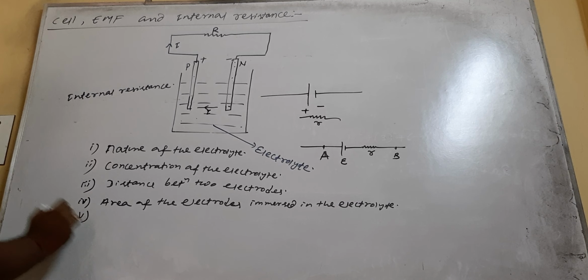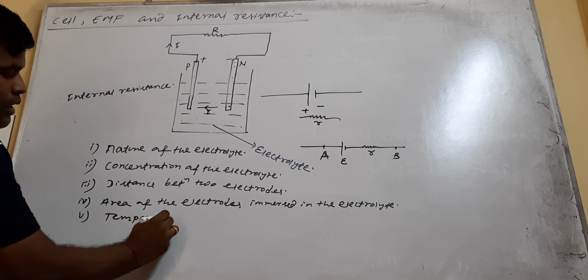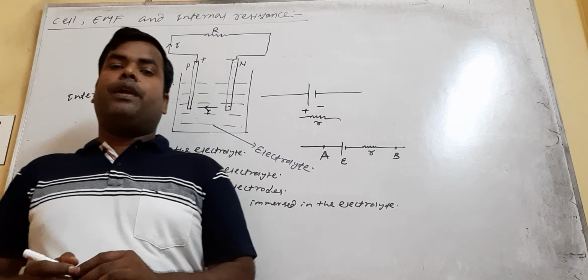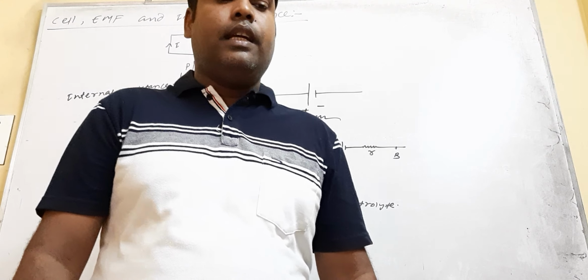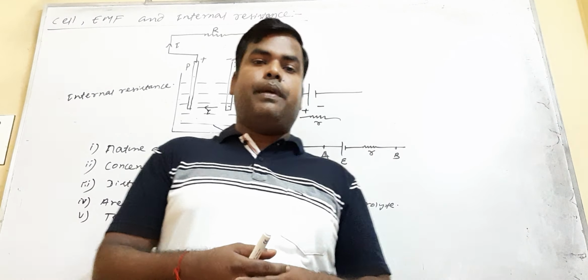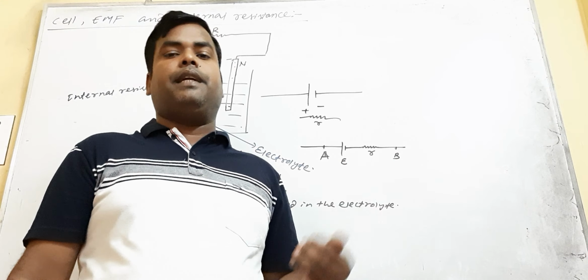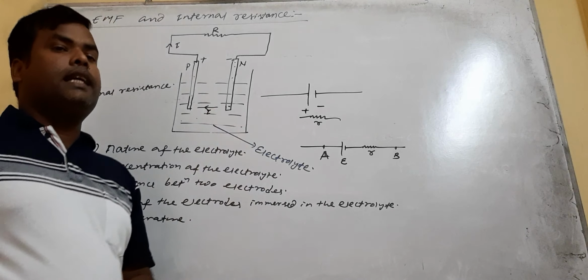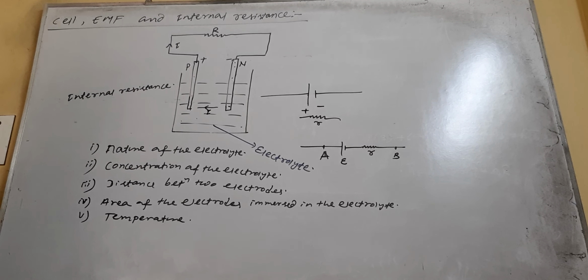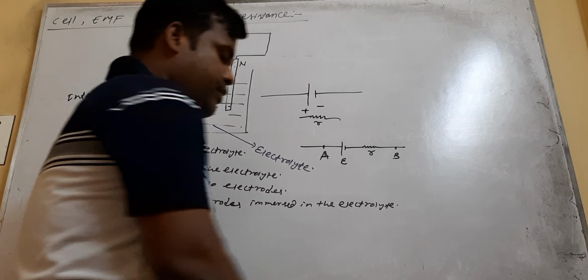Then is your temperature. How does internal resistance depend upon the temperature of the electrolyte? When we increase the temperature of the electrolyte, the intermolecular force of attraction decreases. That means the drift speed of the charged particles will increase. That means the internal resistance of a cell decreases with increasing temperature of the electrolyte.